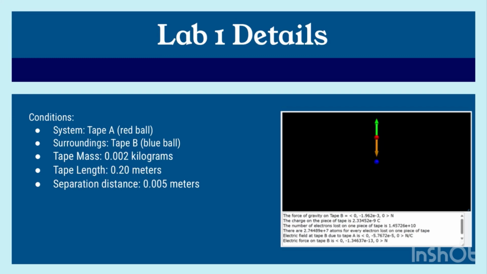So here are some important details carrying on from Lab 1, since this is a continuation of that lab. Our main system was the top tape, tape A, which is represented by this red ball on our GlowScript model on the right. The surroundings were the bottom tape, or tape B, also the blue ball. Each tape had a mass of about 0.002 kilograms, a length of 0.2 meters, and when held closely together, the charged tapes were separated by a distance of 0.005 meters. Then in the GlowScript model, we also see some more information, such as the number of electrons lost on a piece of tape, the electric field, and the electric force at tape B.